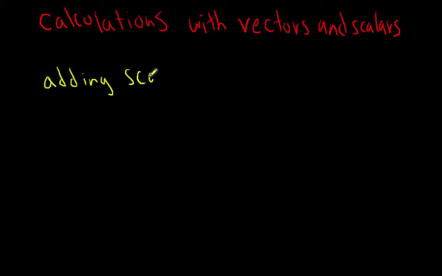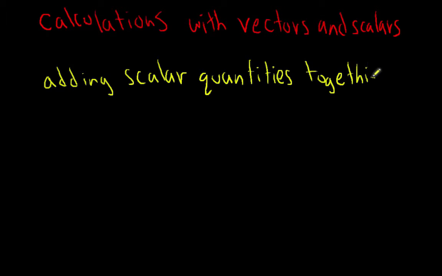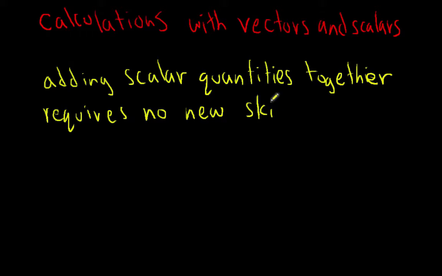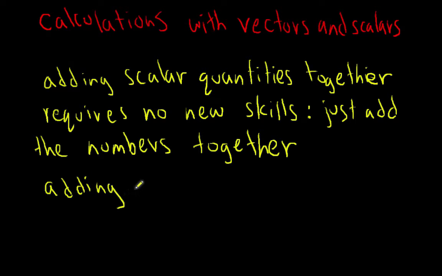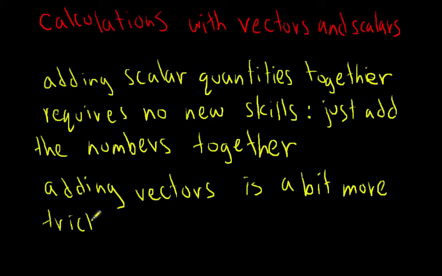Calculations with vectors and scalars use different techniques. If you have a vector, you have to do one kind of addition technique, and if you have a scalar, you do the other. Adding scalar quantities together is actually quite easy. It requires no new skills. You can just add the numbers together. Vectors, on the other hand, require vector addition techniques. Vector arithmetic, or adding vectors, is a bit more tricky. This is because you also have to consider the direction in your calculation.